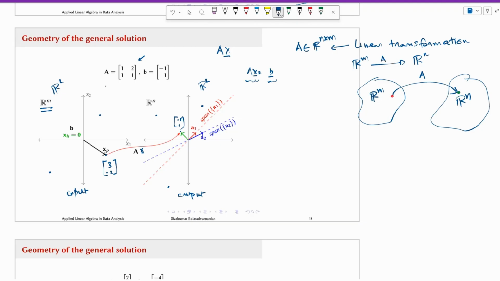and because we know that this system of equations has a unique solution, every point from the input space gets mapped to a unique point in the output space. Okay? And that mapping is essentially given by your matrix A.